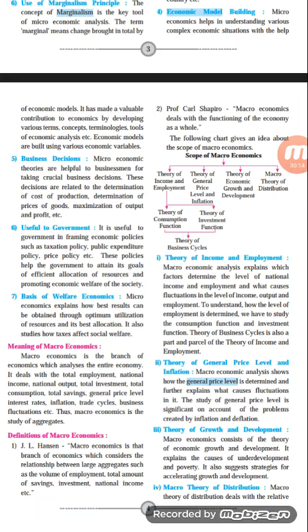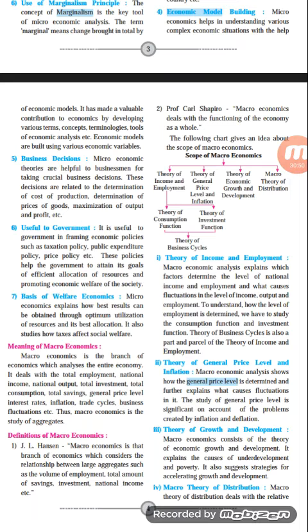The seventh point is the basis of welfare economics. Microeconomics explains how the best results can be obtained through the optimum utilization of resources and their best allocation. It also studies how taxes affect social welfare. Normally tax is imposed by the government on the society, that is, the people who are in the income-earning age group. Different tax slabs are there, and accordingly people have to pay taxes to the government for the betterment of our society, for the public expenditure process.